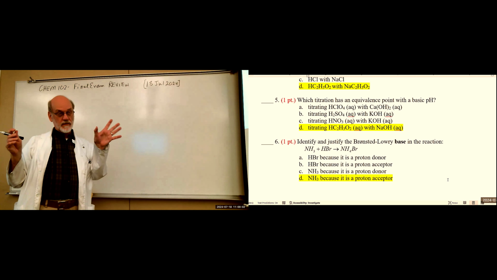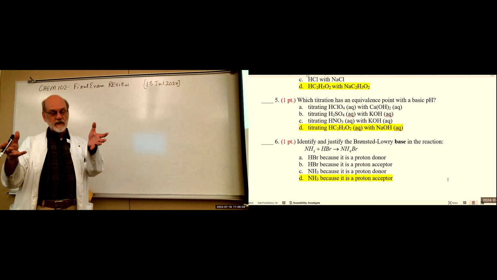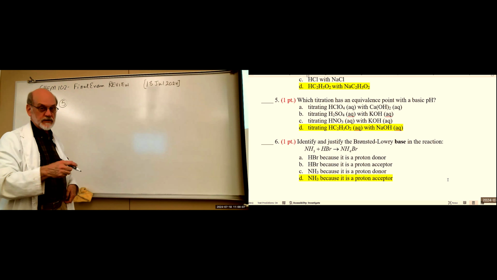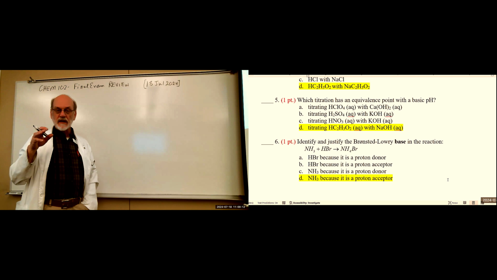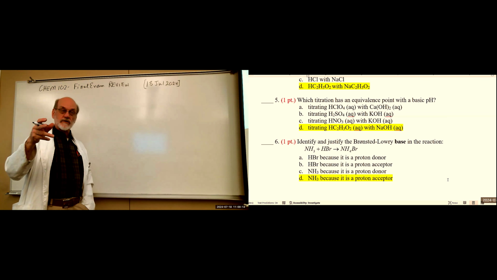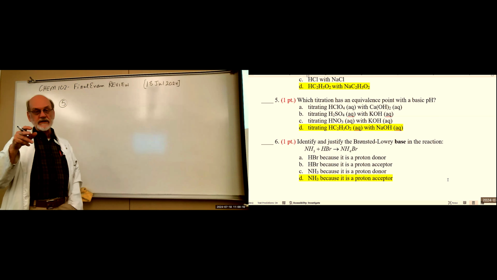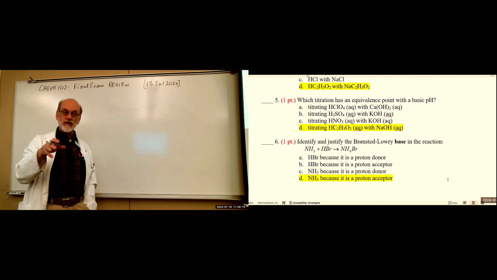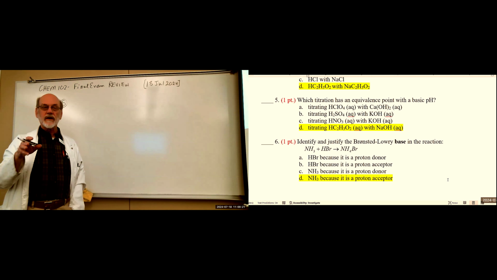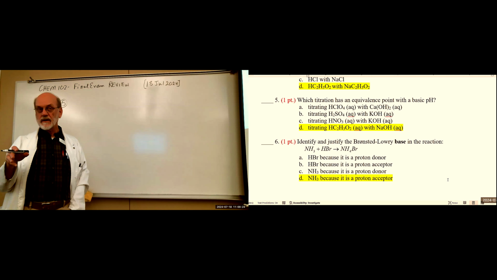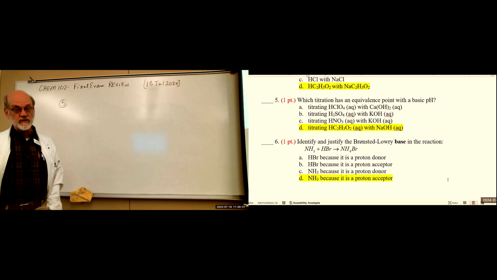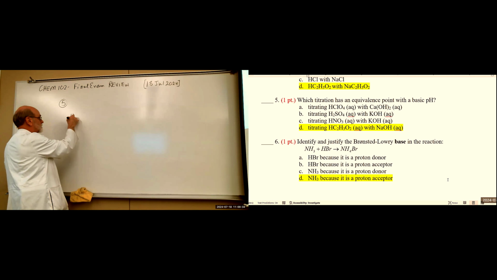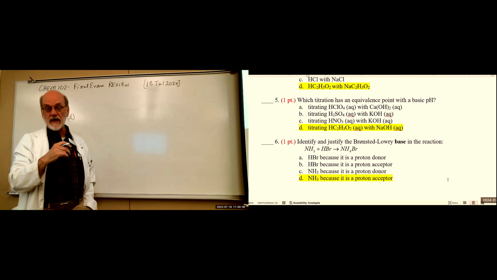And that point is where you have those molar equivalents of the two. So when you have the molar equivalence of the acid and the base, that goes back to question 1. Right? If we titrate acetic acid and sodium hydroxide, where is your equivalence going to occur? Basic, because sodium hydroxide is basic. Okay. So if we're looking for a basic pH, I'd go to D. Right? Acetic acid and sodium hydroxide.